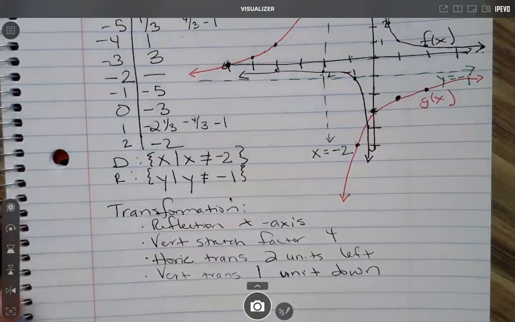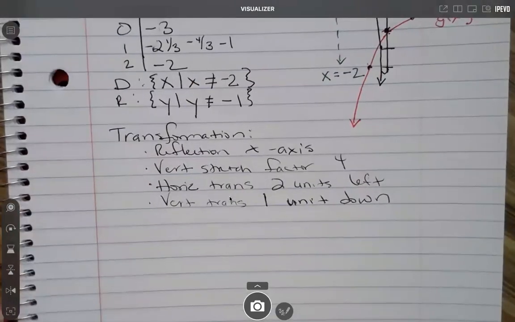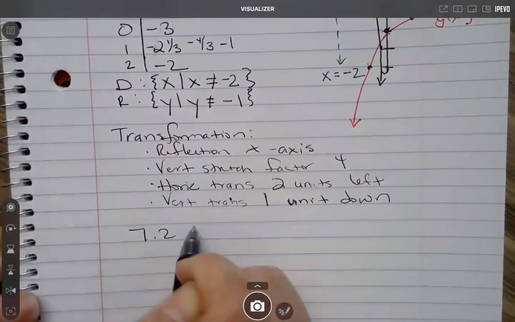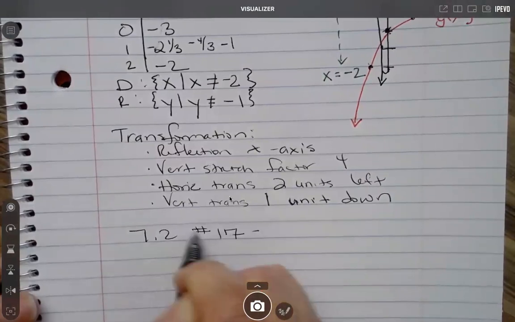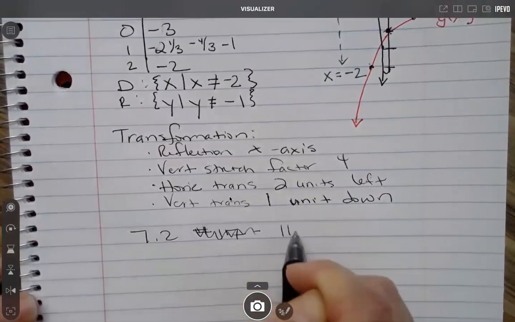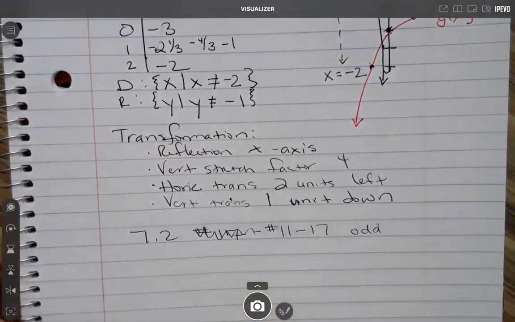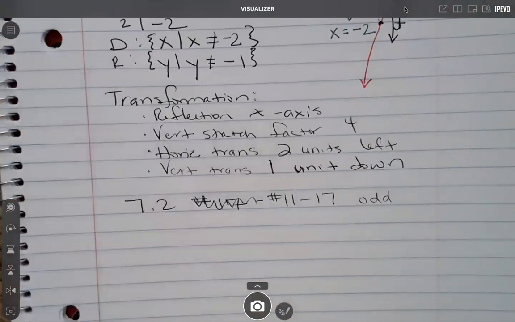Okay. We're not going to do one more because we're not going to have time. What time? 1:40. Oh yeah. Your homework, you need to do it on paper. 7-2, what are the numbers there? 11 to 17 odd. Now, I gave you the odds.